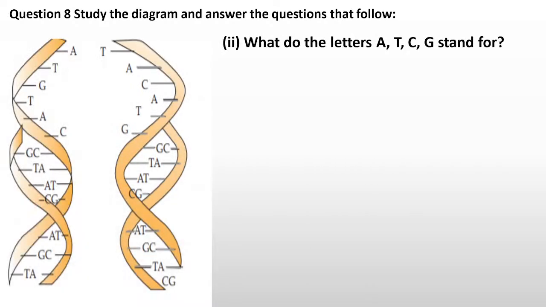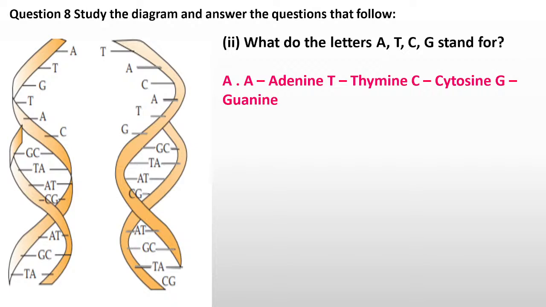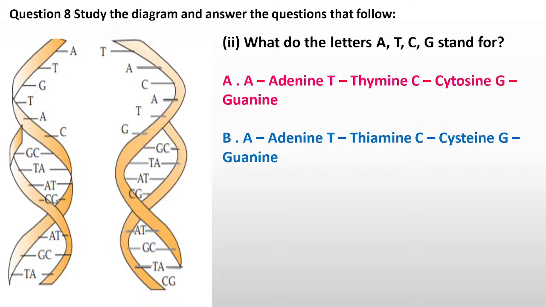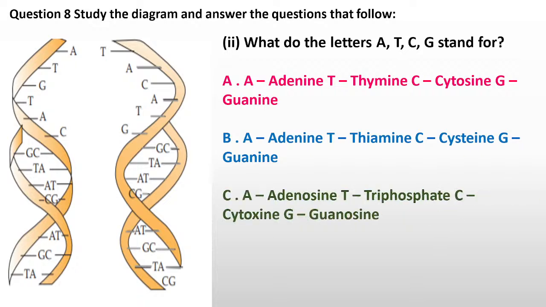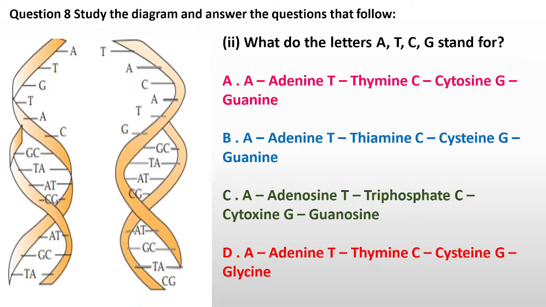Same diagram. Next question. What do the letters A, T, C, G stand for? Option A: A for adenine, T for thymine, C for cytosine, G for guanine. Option B: A for adenine, T for thymine, C for cysteine, G for guanine. Option C: A for adenosine, T for triphosphate, C for cytosine, and G for guanosine. Option D: A for adenine, T for thymine, C for cysteine, and G for glycine. So what do the letters A, T, C, G stand for?